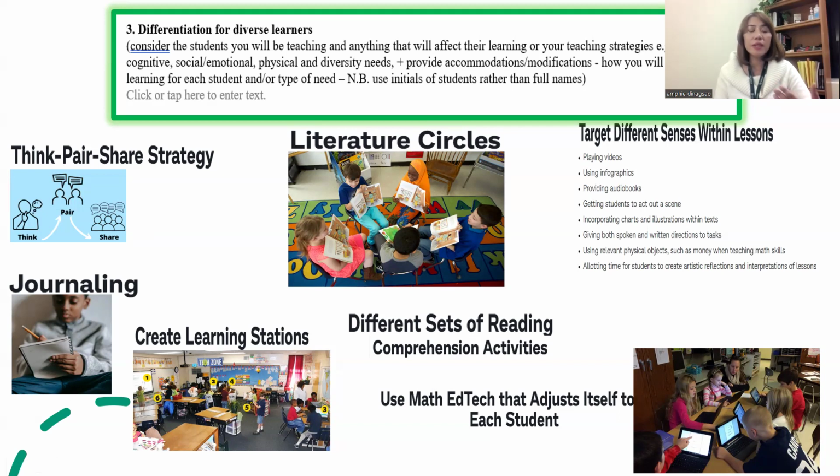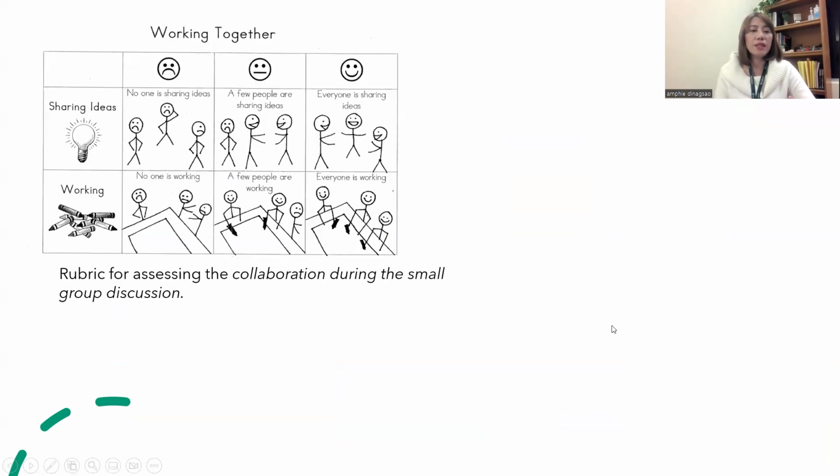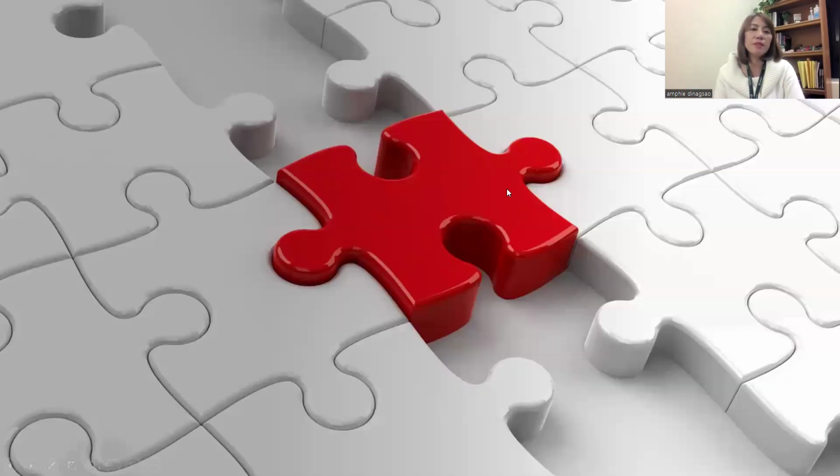Your students are different in several ways, like in terms of comprehension level, in terms of ability to grasp the materials. So consider differentiation for your diverse learners. And then you can stop this video and read this one. This is an example of an assessment of the collaborative skill during their small group discussion. So you can put it on your bulletin board.